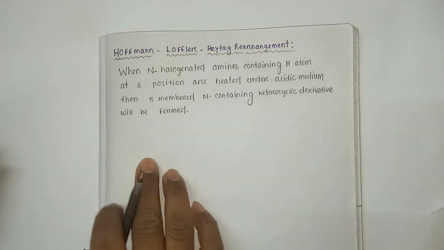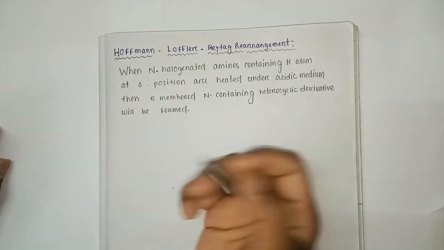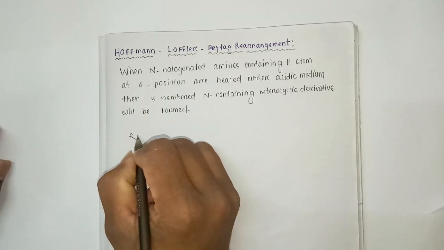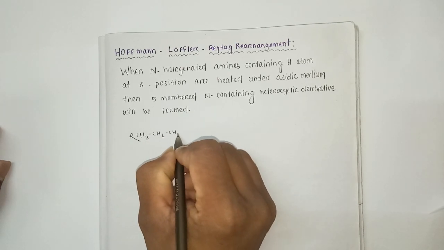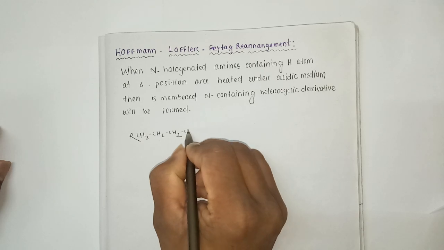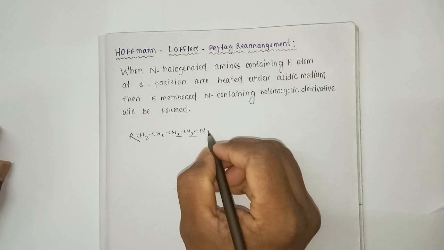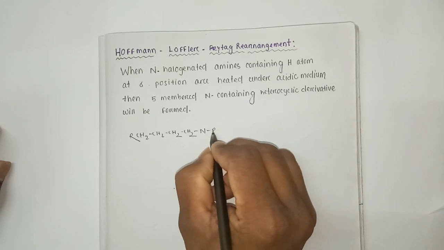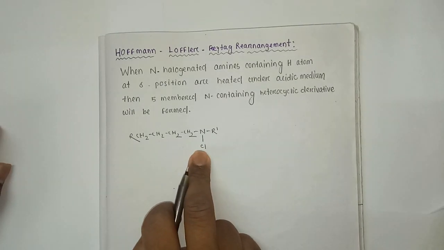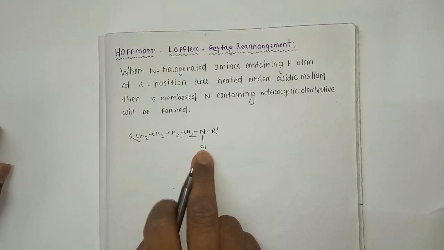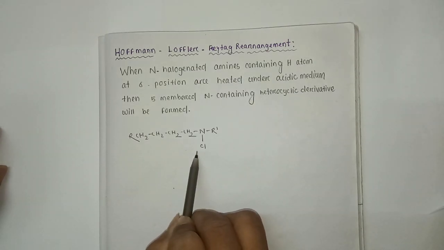Okay, so let's discuss the general reaction for this rearrangement. For example, we have R, CH2, CH2, CH2, CH2, nitrogen, RTS, and this is a chlorine atom. This is called a nitrogen halogenated amine.